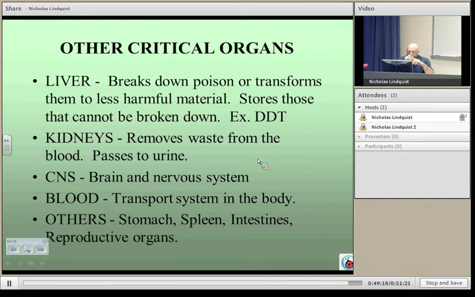The next section we're going to cover is toxicology. As I mentioned, we're going to do a basic review of toxicology. And if you've had Dr. Olson's industrial toxicology, the material that we cover will be a review of the material that you discussed in that course.